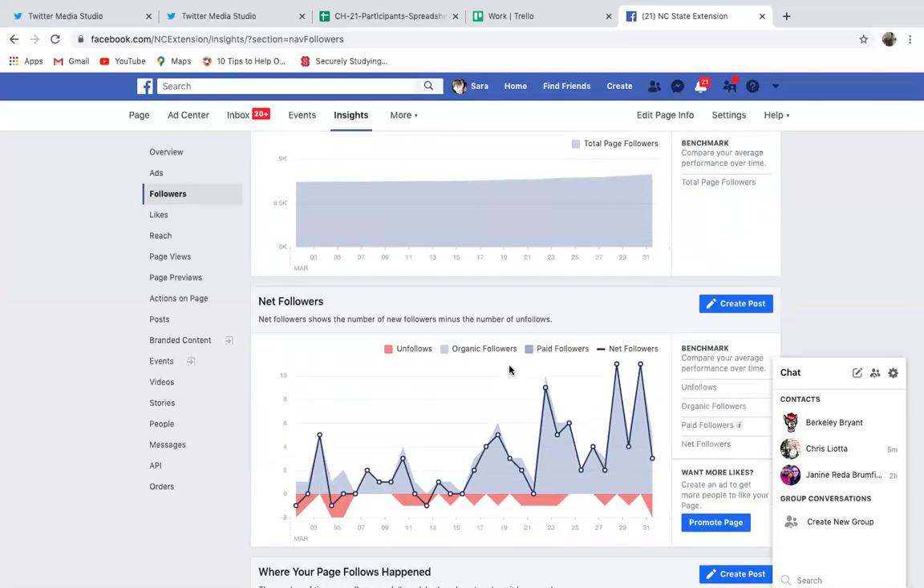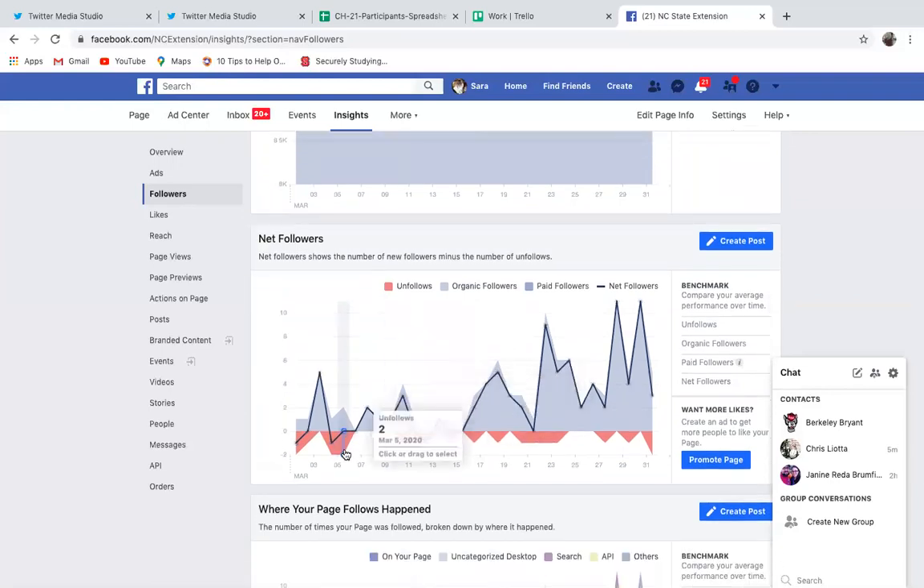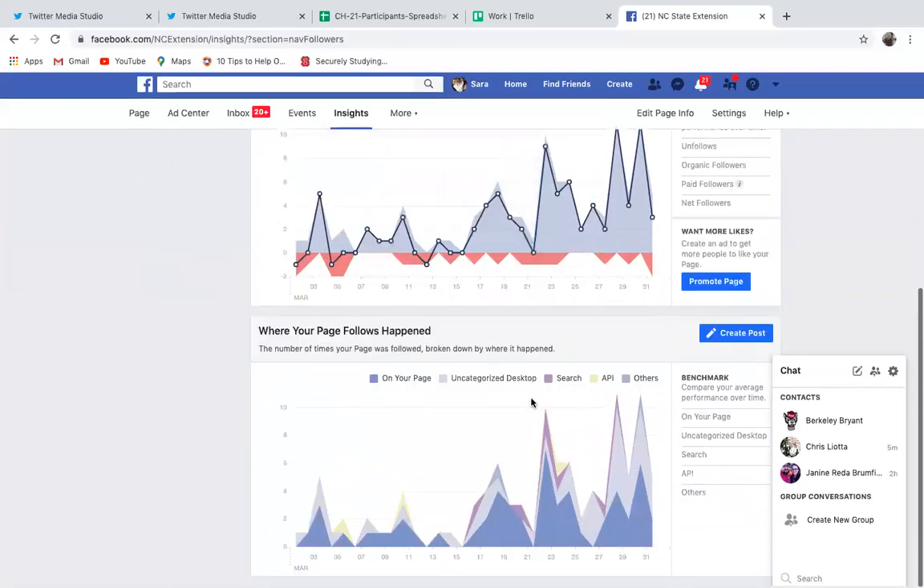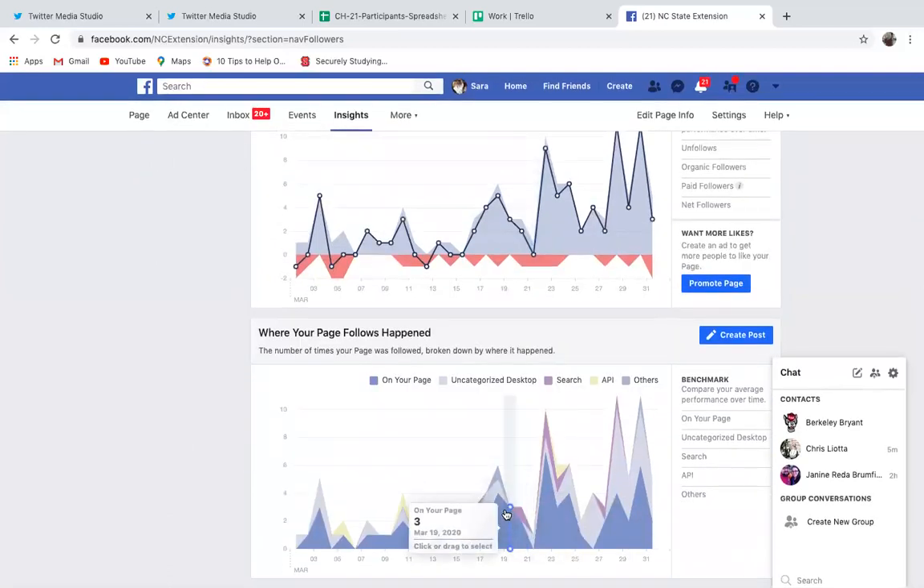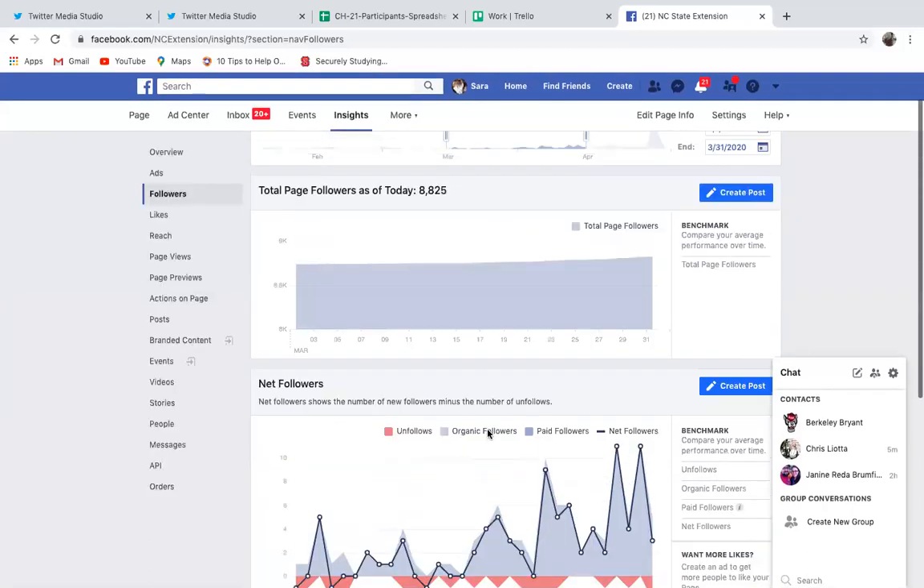And then you can also see which ones came from paid ads. Did you have any unfollowers? So we had a few unfollowers, but for the most part, the people who followed us balanced it out for an increase. And then you can also go into where the page followers happened. So it could be on your page. Was it through search? There's just different, you can dig into that a little more.